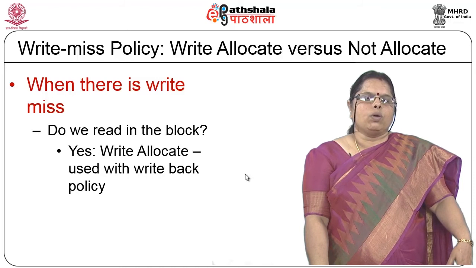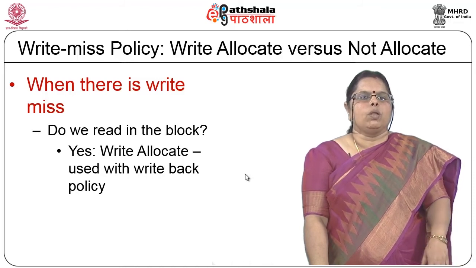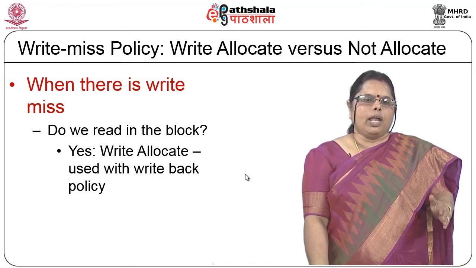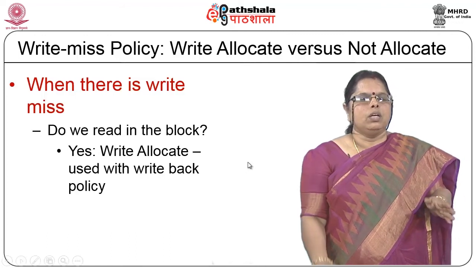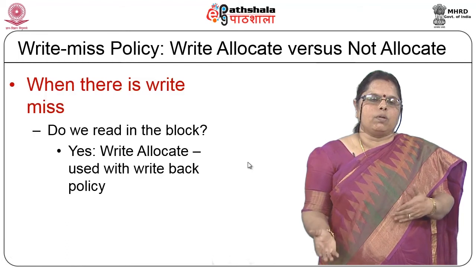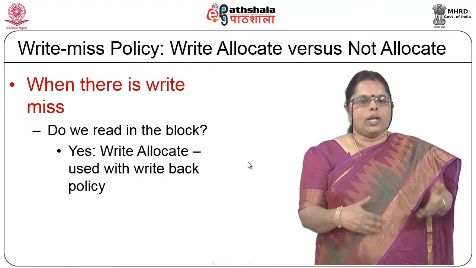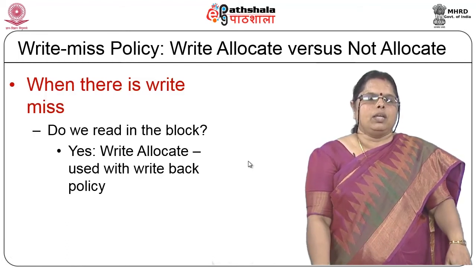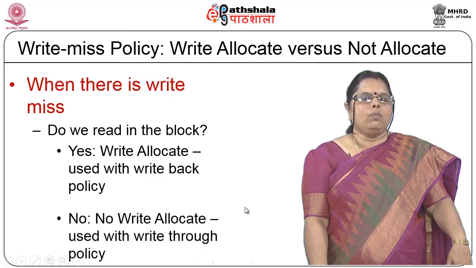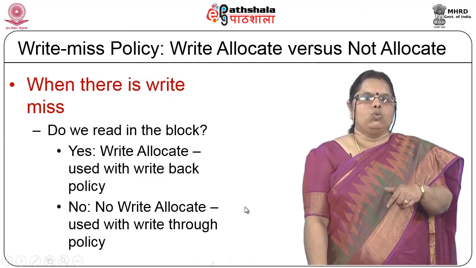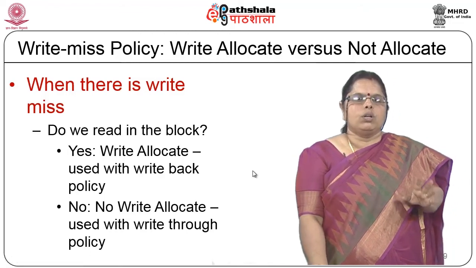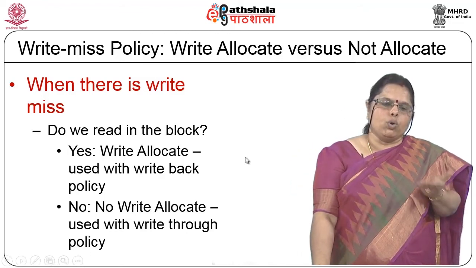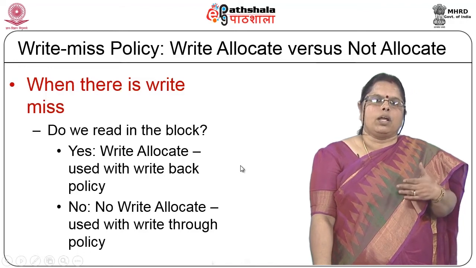We normally look at a write allocate policy if we are using a write back policy. If you are anyway only modifying the data in the cache and maintaining a dirty bit, you might as well transfer the block from main memory to cache, do the write and then maintain a dirty bit. But if you are following a write through, you are directly writing only into main memory. So, you do not bring in the block: no write allocate, you straight away write it into main memory.